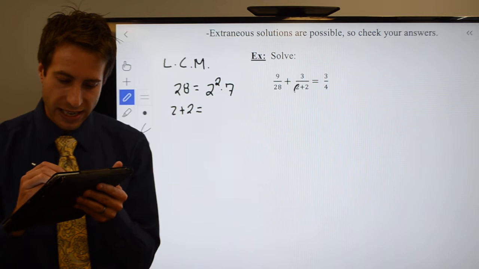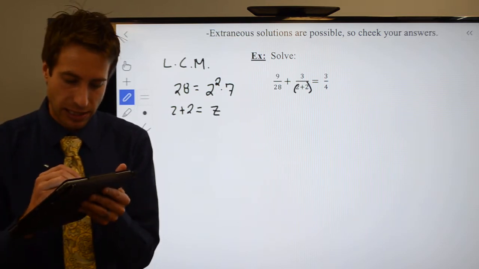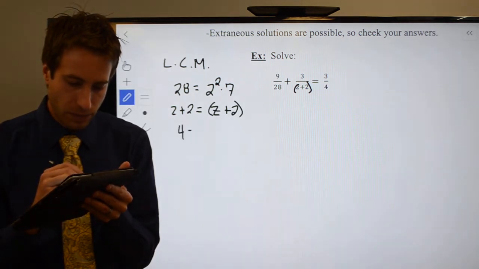Well, that quantity, right, that's a quantity z plus 2. There's nothing I can really do to that. It's just a z plus 2. And then 4. And of course, 4 is a 2 squared.